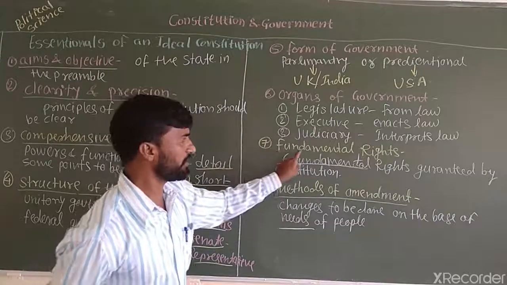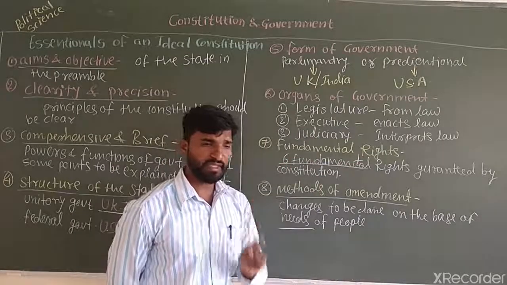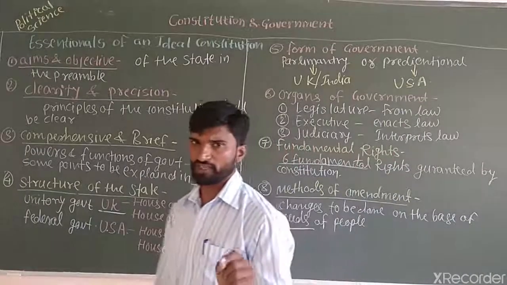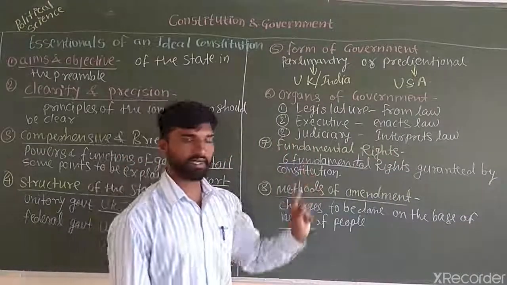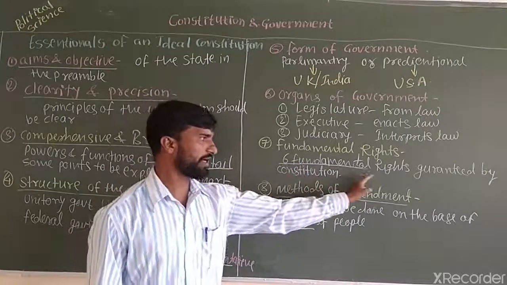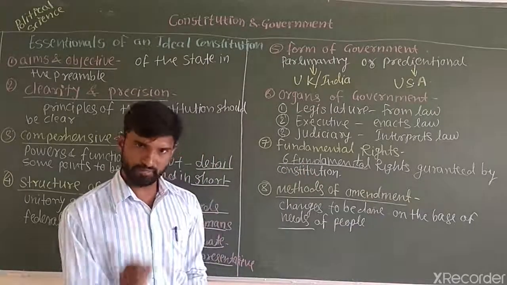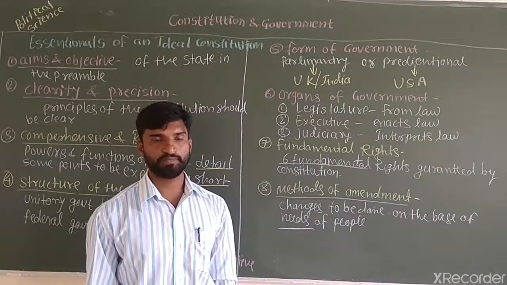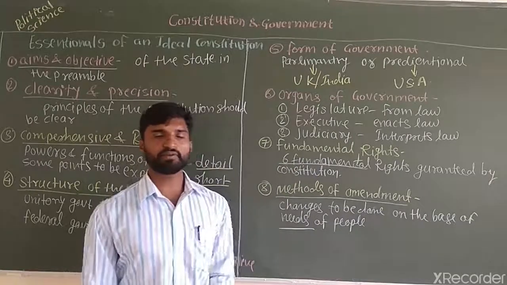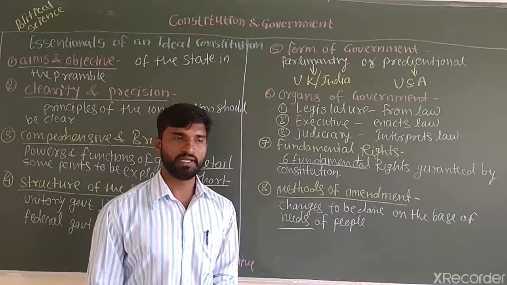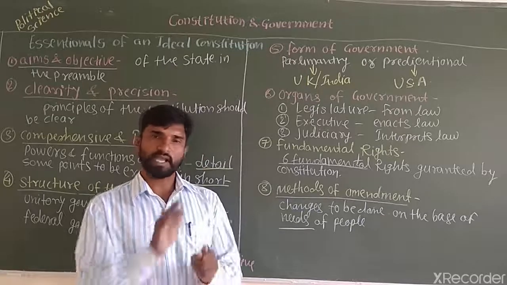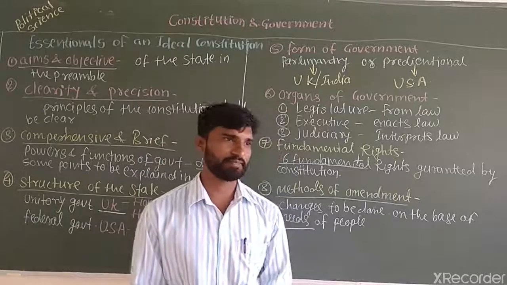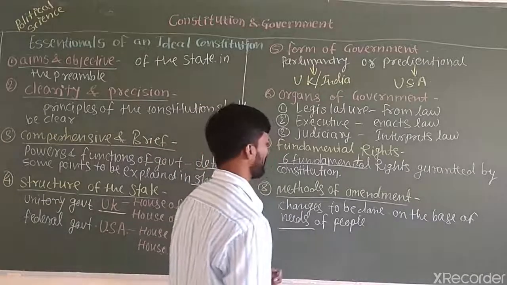Seventh point you can see here, fundamental rights. Part 3 of our Indian constitution is where we can come to know about the fundamental rights. There are six fundamental rights at present which have been mentioned and guaranteed by our constitution. Earlier there were seven fundamental rights, but the right to property has been cancelled. So at present there are six fundamental rights.